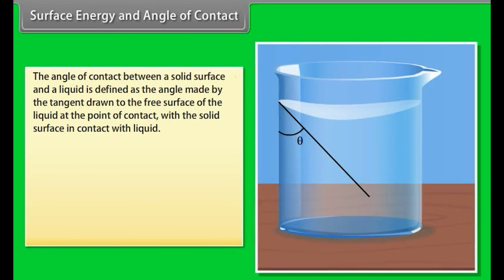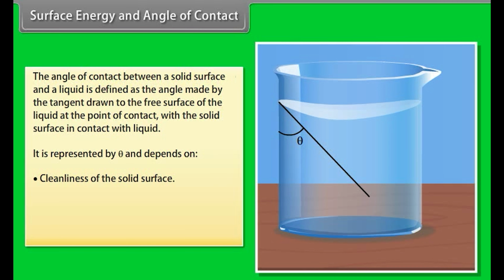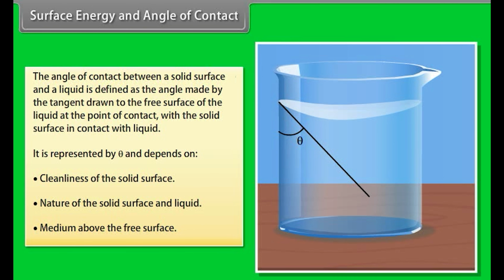The angle of contact between a solid surface and a liquid is defined as the angle made by the tangent drawn to the free surface of the liquid at the point of contact with the solid surface in contact with the liquid. It is represented by theta and depends on the cleanliness of the solid surface, nature of the solid surface and liquid, and medium above the free surface.